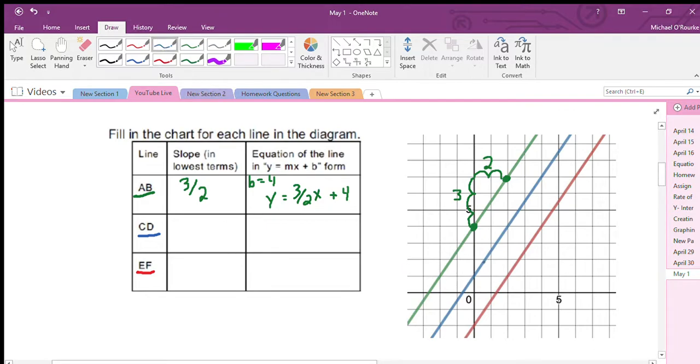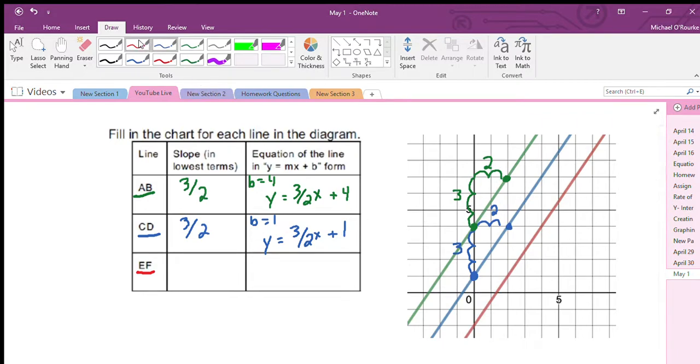All right, next up, blue. I'm going to pick this spot here and this spot here. 1, 2, 3. 1, 2. So my rise is 3. My run is 2. My b in this case is 1. Y equals 3 over 2x plus 1.